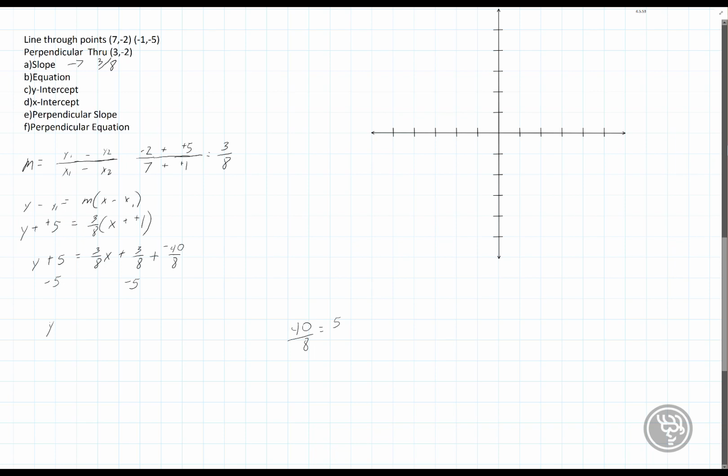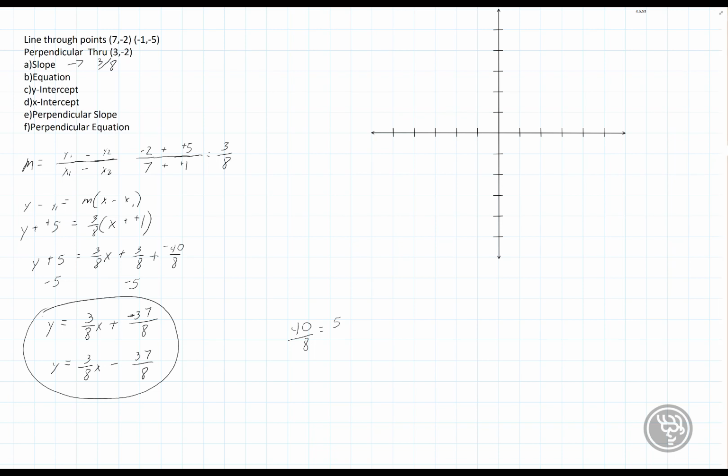You're going to have y is equal to 3/8x plus 37 minus 37 over 8. Now, if you don't like the negative up here, you can move it to the bottom and still write it as y is equal to 3 over 8x minus 37 over 8. Okay? And that's your equation. Either one of these that you put down would be 100% correct because it's just moving the negative sign from the number down to part of the equation. They both mean the same thing.